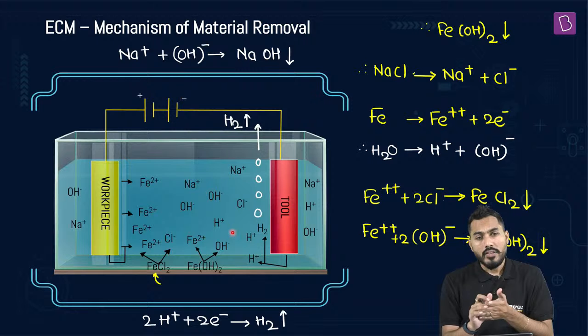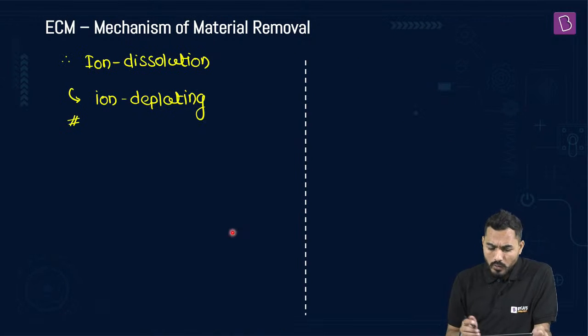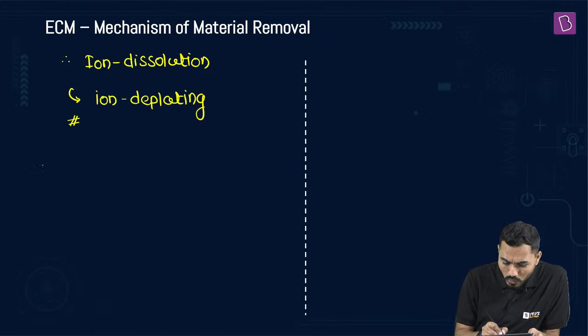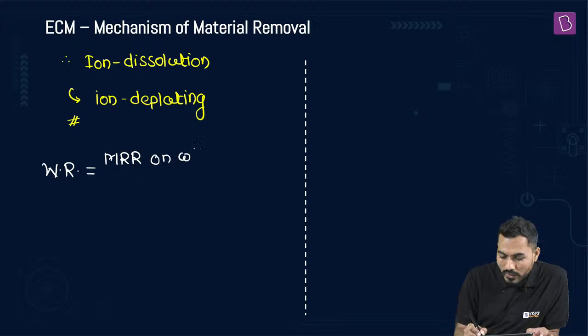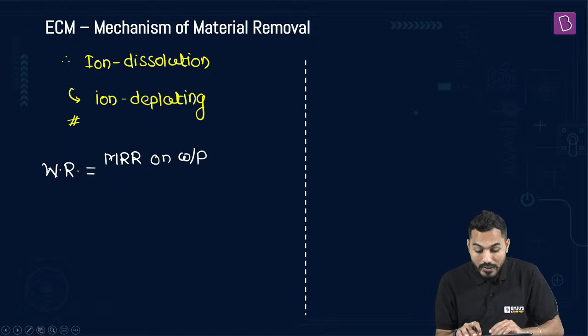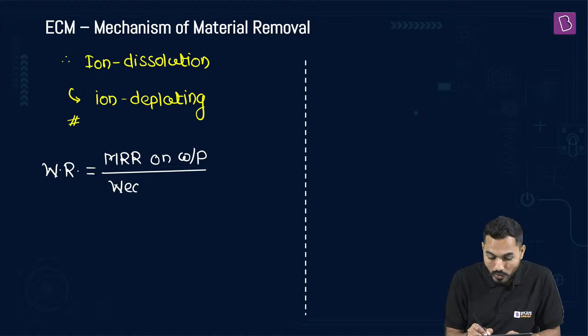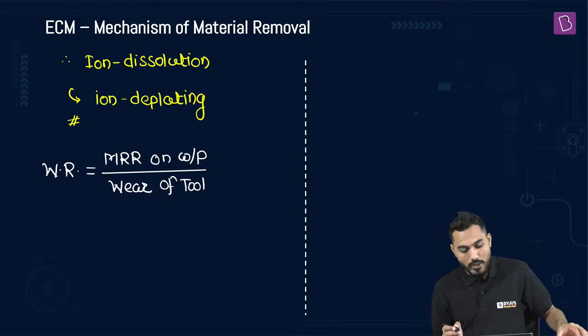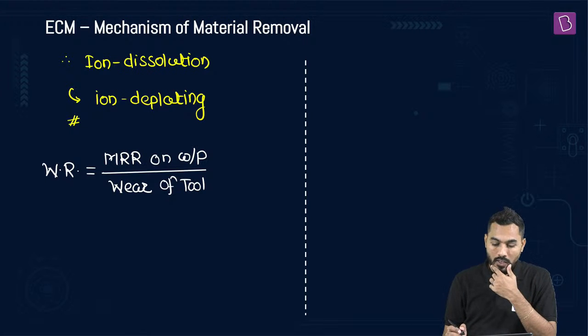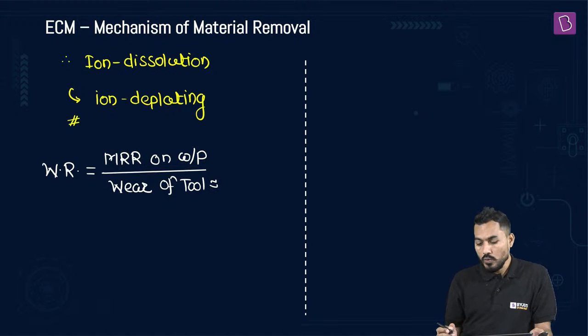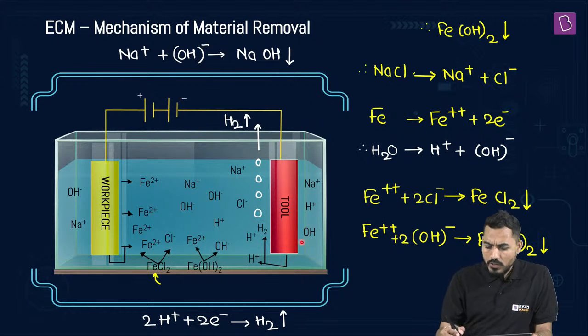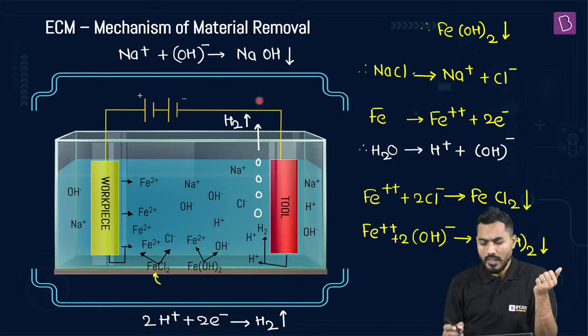Fine. Next question: what is wear ratio or machining ratio? We have already discussed that. Wear ratio or machining ratio is nothing but the volume of material removed from the workpiece divided by the wear of the tool, sometimes called the tool wear. This ratio is called the wear ratio or machining ratio. Now you tell me, what wear takes place on this tool material? Is there any chemical reaction on the tool? No. Hydrogen gas is released, that's it. There is no chemical reaction.